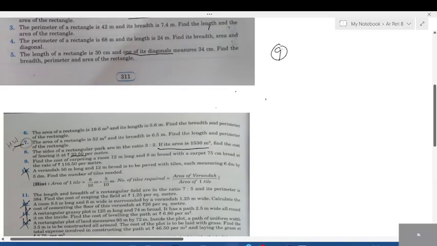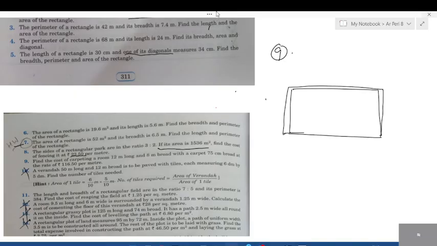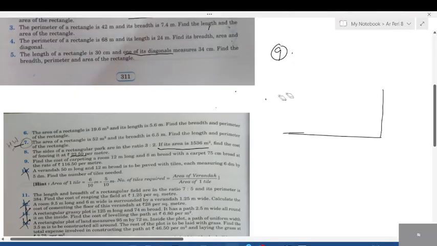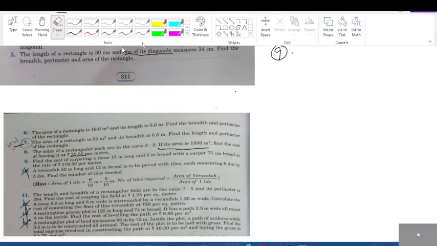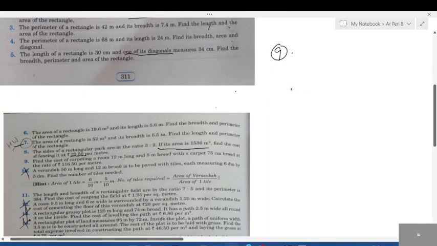Ninth question. Find the cost of carpeting a room. See, this is a room. What do you mean by carpet, students? What is carpet? Carpet is also known as a mat, right? So basically floor. Fencing is like a gate. Carpeting meaning is floor. Remember that.